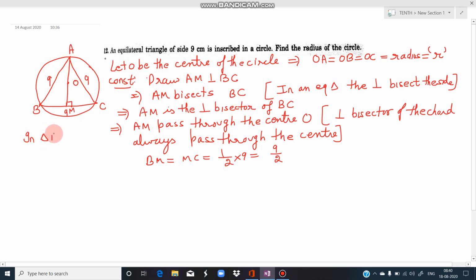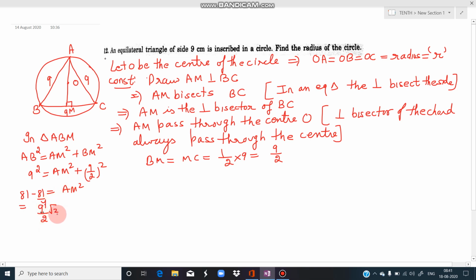First of all, we take the triangle ABM. In the same way we will be applying the Pythagoras theorem, that is AM square plus BM square. AM we have to calculate, and BM is 9 by 2. So here we are getting that AM square is 81 minus 81 by 4. The answer comes out to be 9 by 2 root 3. That is the value of AM.